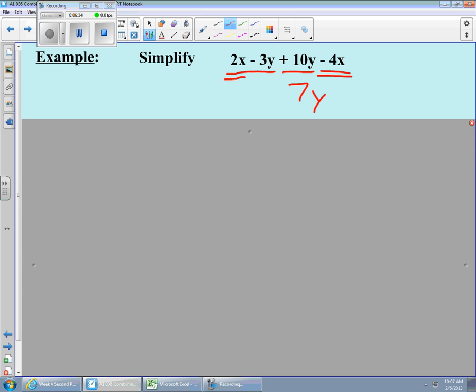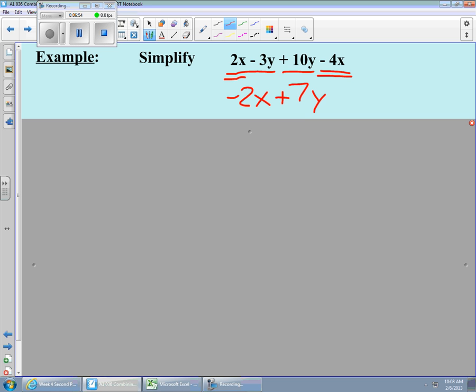2, negative 2. Remember, if the signs are different, subtract the values, keep the larger of the signs. 4 minus 2 is 2. Which one's bigger, the 2 or the 4? 4 is bigger, it's a negative, so we're going to get a negative 2 x's, and then we decided we had a positive 7 y's.